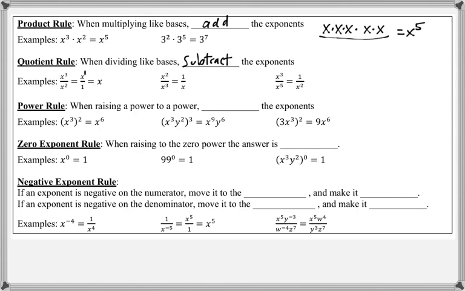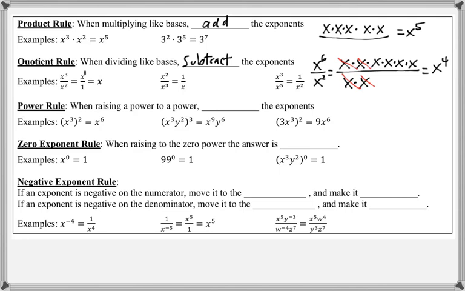The reason why this works is because if you have x times x times x times x, let's do x to the 6 over x squared, which is x times x on the bottom. By subtracting them, you're really canceling out the x's here. And that leaves you with x to the 4th. So that's really why the subtraction works.